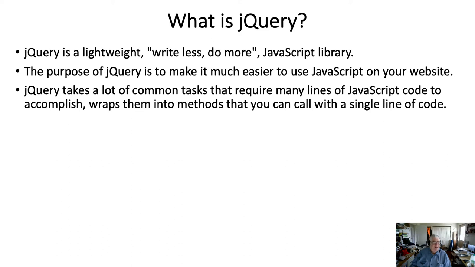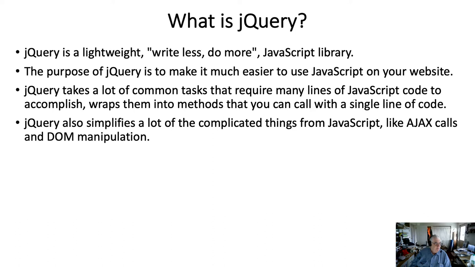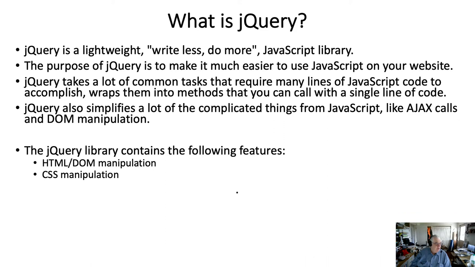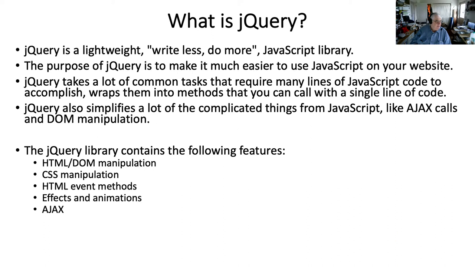If I have one concern about jQuery, it is that it can be so concise that you have to really watch what you're doing. And when you come back to decode, unless you're really comfortable with jQuery, it may not be obvious what's going on. jQuery also simplified a lot of the complicated things from JavaScript, like AJAX calls and DOM manipulation. The jQuery library contains the following features: HTML DOM manipulation, cascading style sheet manipulation, HTML event methods, and AJAX, plus utilities.